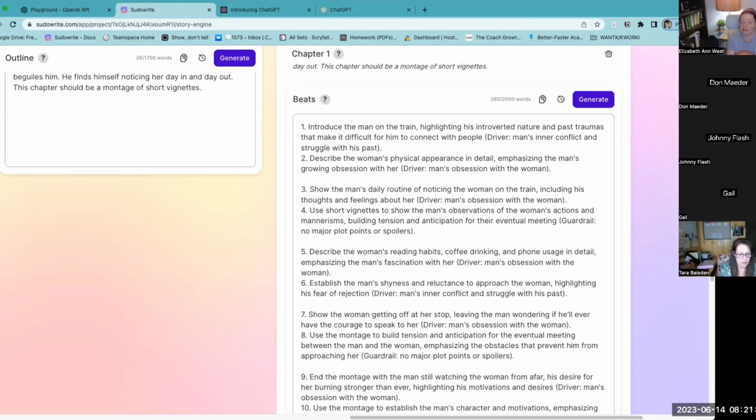I like to put a space in between just so that I can mentally see where the AI is going to write a slice of the story and then where it's going to stop and write the next slice, because sometimes the transition or the blending of those 2 slices doesn't go very well. So this helps me to make sure, for example, right here: introduce the man on the train, describe the woman's appearance in detail, emphasizing the man's growing obsession with her. Show the man's daily routine of noticing the woman on the train, including his thoughts and feelings about her.